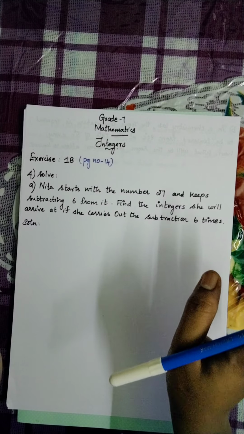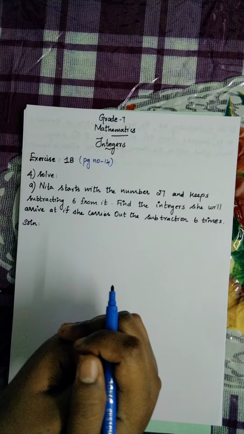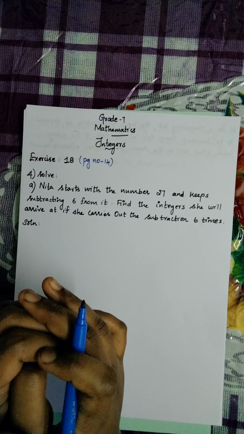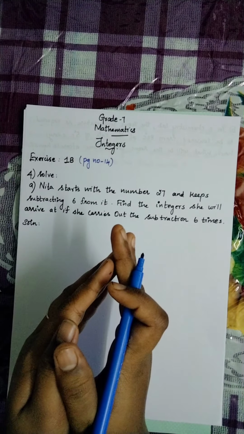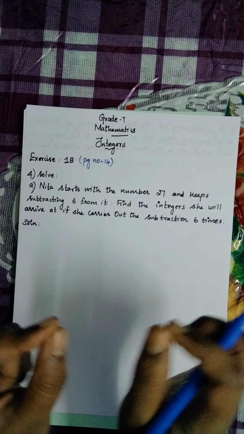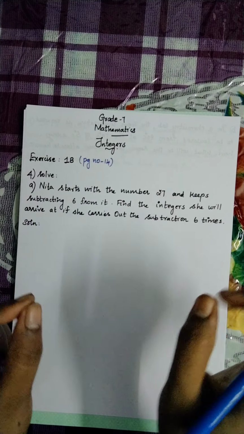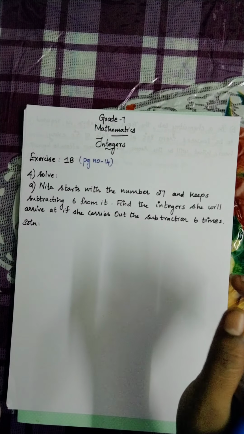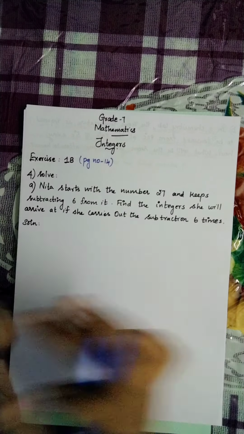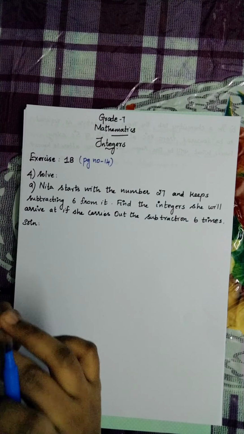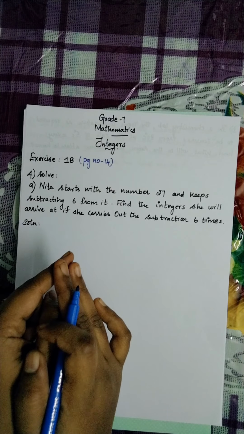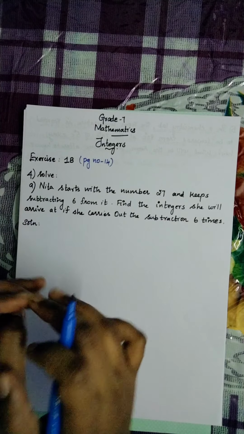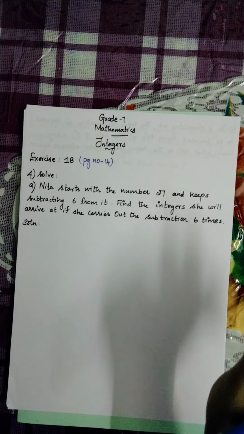Nita starts with the number 27 and keeps subtracting 6 from it. She is starting from the number 27 and at one time she is subtracting 6. Then we need to find the integer she will arrive at if she carries out the subtraction 6 times.